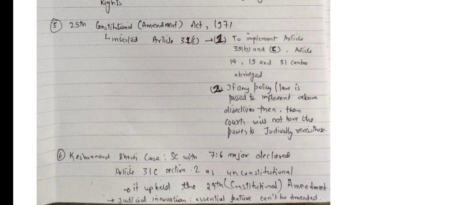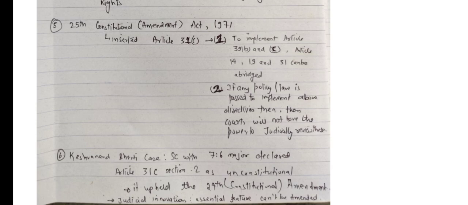Basic structure doctrine means what is essential for the functioning of Indian polity, or its existence. What are the main essential features of this Constitution? Without those pillars, this Constitution of India will not survive at all. So those are the essential features. Fine.